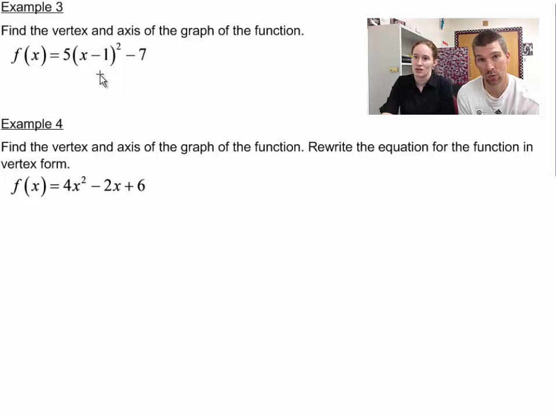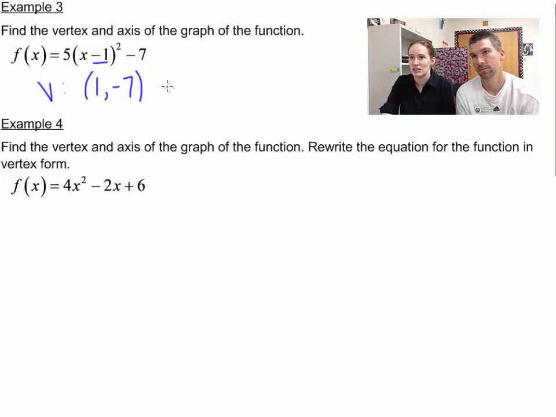And remember, inside those parentheses is the super secret opposite society. So instead of having -1, our vertex is actually going to have an x-coordinate of 1, and a y-coordinate of -7, because the people outside the parentheses just aren't as cool. So V for vertex. The vertex of this is 1, -7.